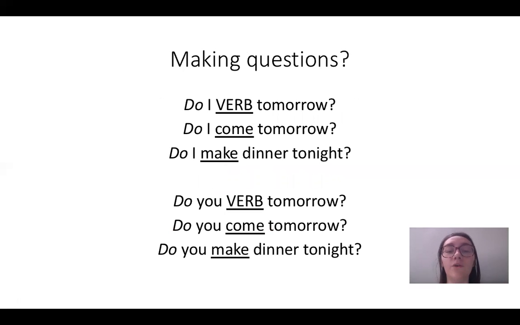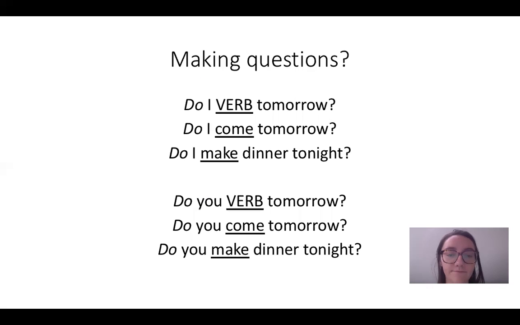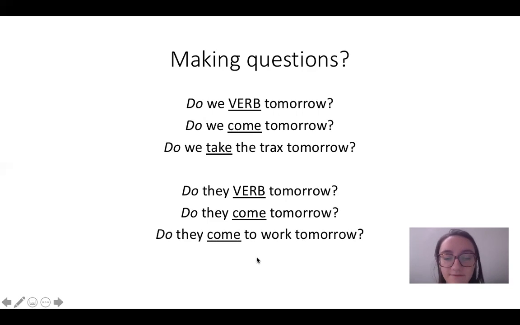So when you make questions, instead of putting the do in between the subject and the verb, like I do make dinner tonight, that doesn't work in English. So when we make it a question, we move the do part to the beginning of the sentence, in front of everything. So do I make dinner tonight? That's how you make it a question. Do you make dinner tonight? Do we take the trucks tomorrow? Do we come tomorrow? Do they come tomorrow? Do they come to work tomorrow?